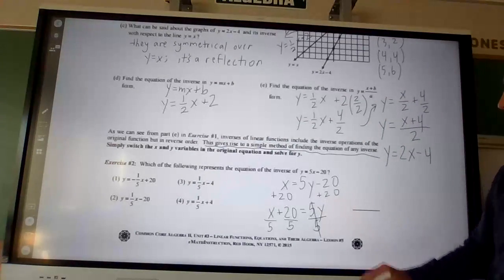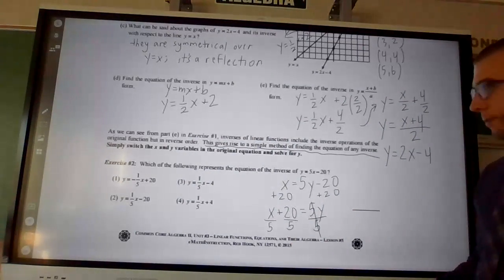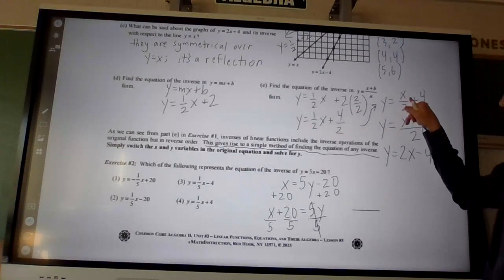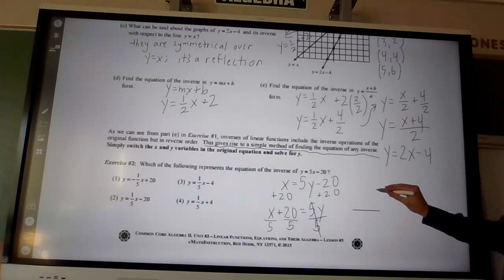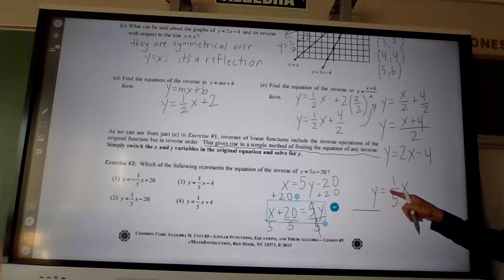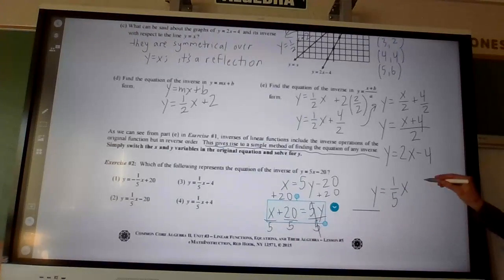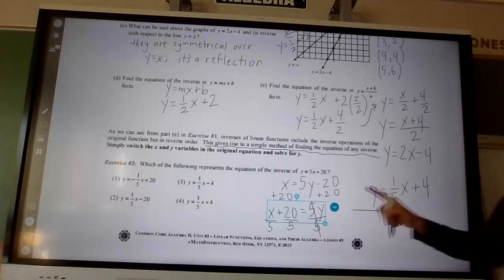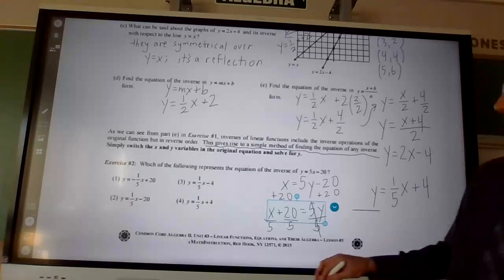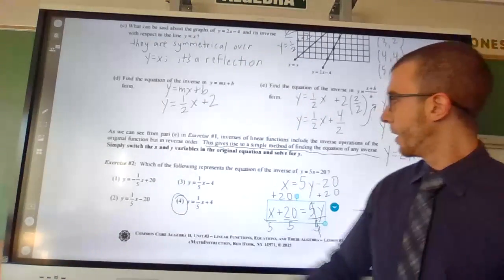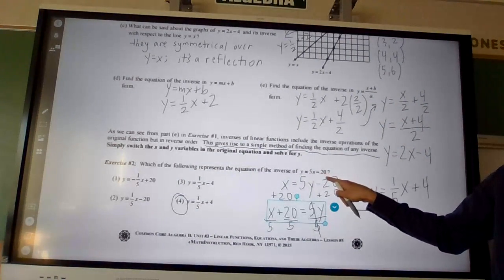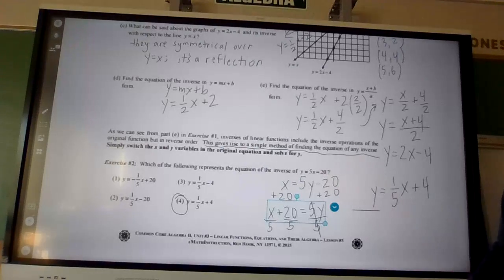So 5y divided by 5 leaves us with y, and x over 5. Similar to up here where we had 1/2 x was the same as x over 2, well, x over 5 is the same as 1/5 x. So I have y equals 1/5 x plus 20 over 5, which reduces very nicely to 4. So y equals 1/5 x plus 4 is my answer here. That's the inverse of this equation, y equals 5x minus 20.